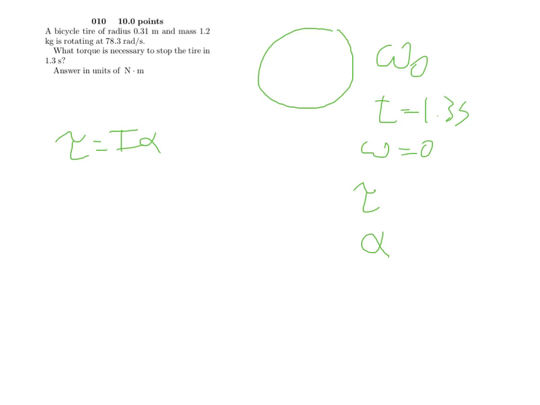Now how do I get my alpha? Well, I know my initial velocity, I know my final velocity, and I know my time. So my acceleration is my change in angular velocity divided by time. Once you get your alpha, then your torque equals I alpha. And of course, for a bicycle tire, all the mass is going to be on the outside of the tire. I think that's the hint when you're thinking about a tire. So my moment of inertia for a bicycle tire is going to be simply mr squared. So I think you have enough information to solve question number 10.